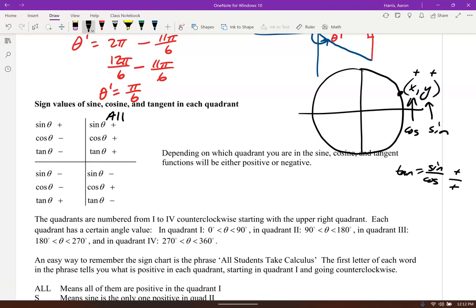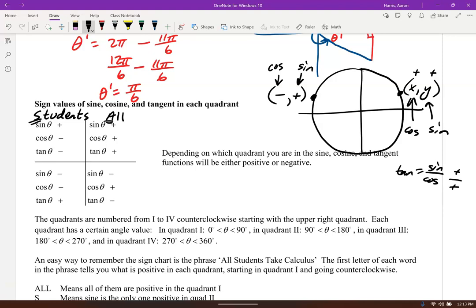Now let's go to quadrant 2. Over here, I've got a negative x and a positive y. So my cosine is negative, but my sine is positive. So when I go sine over cosine, positive over negative, my tangent would then be negative. So who's the only positive one in quadrant 2? Just the sine. So how I remember this is: All Students, all of them are positive in the first quadrant. Only the sine is positive in the second quadrant.